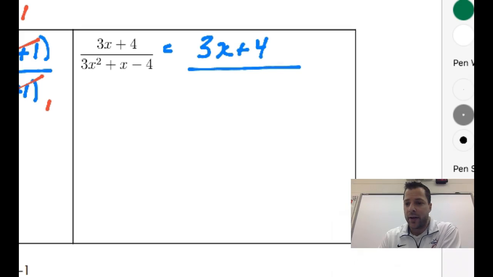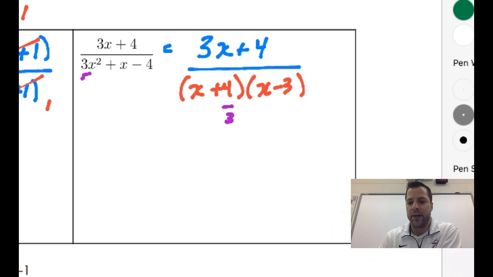Now remember, you have a couple ways you can factor. If you had scratch work, I'm going to go ahead and multiply 3 times negative 4, I need two numbers that multiply to be negative 12 and add to be 1. So that's going to be x plus 4 times x minus 3. And remember here I divide by my leading term out here. So I'm going to divide by 3 there, divide by 3 here.